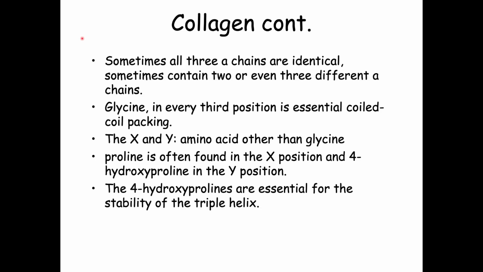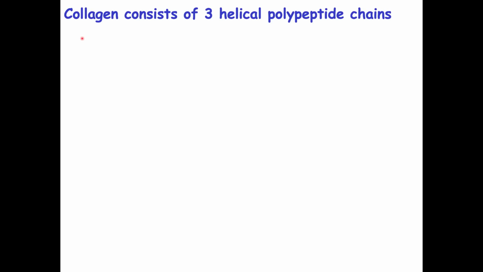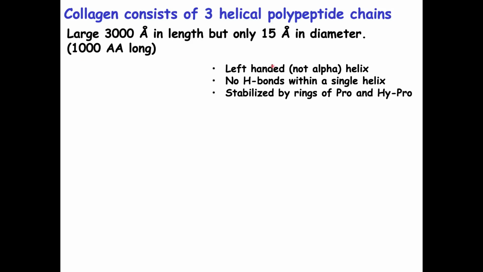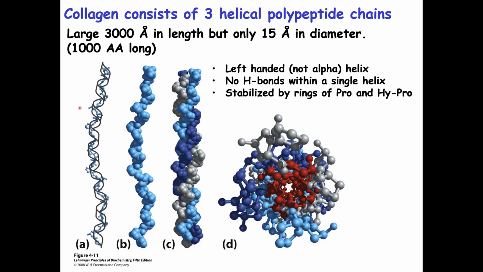These 4-hydroxyprolines are essential for the stability of the triple helix. So collagen consists of 3 helical polypeptide chains. It's a very large molecule. It's 3,000 angstroms in length, but it's only 15 angstroms in diameter, and it's about 1,000 amino acids long. So here we see a couple of representations of collagen.